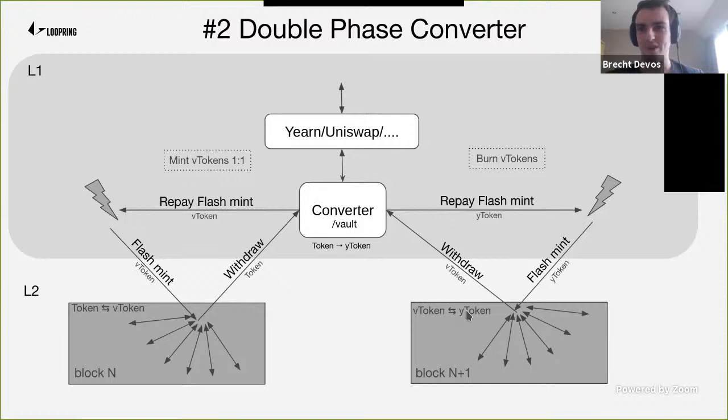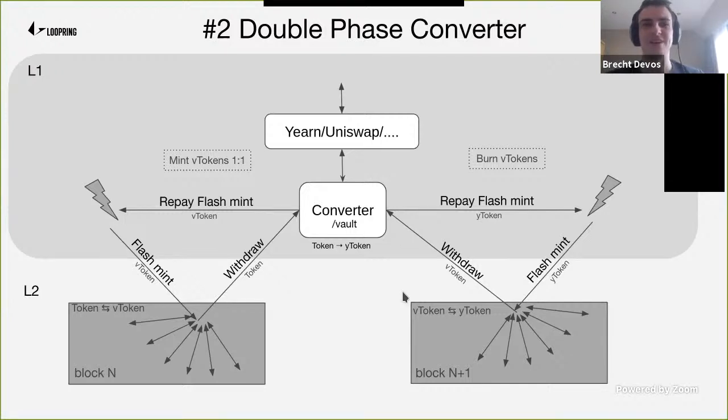So in the second part, we just exchange the shared tokens against the actual tokens the people want, and then withdraw again, use flash minting to aggregate all these trades on layer 2, and give the people the actual token they want. So compared to the single phase converter, this conversion needs two phases.